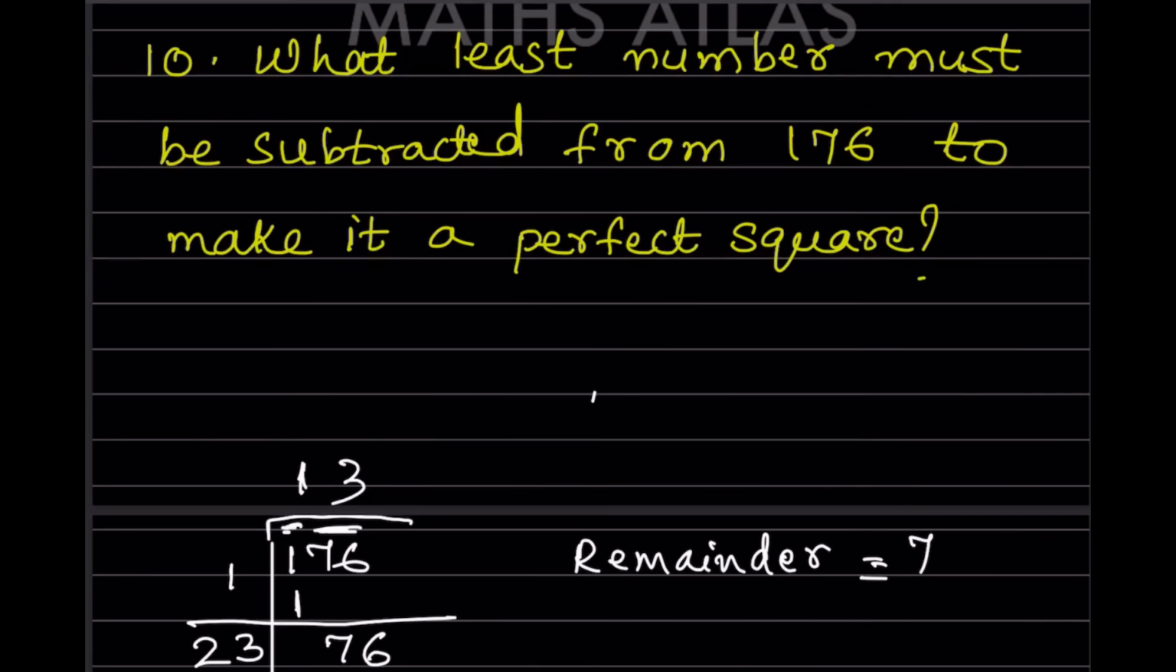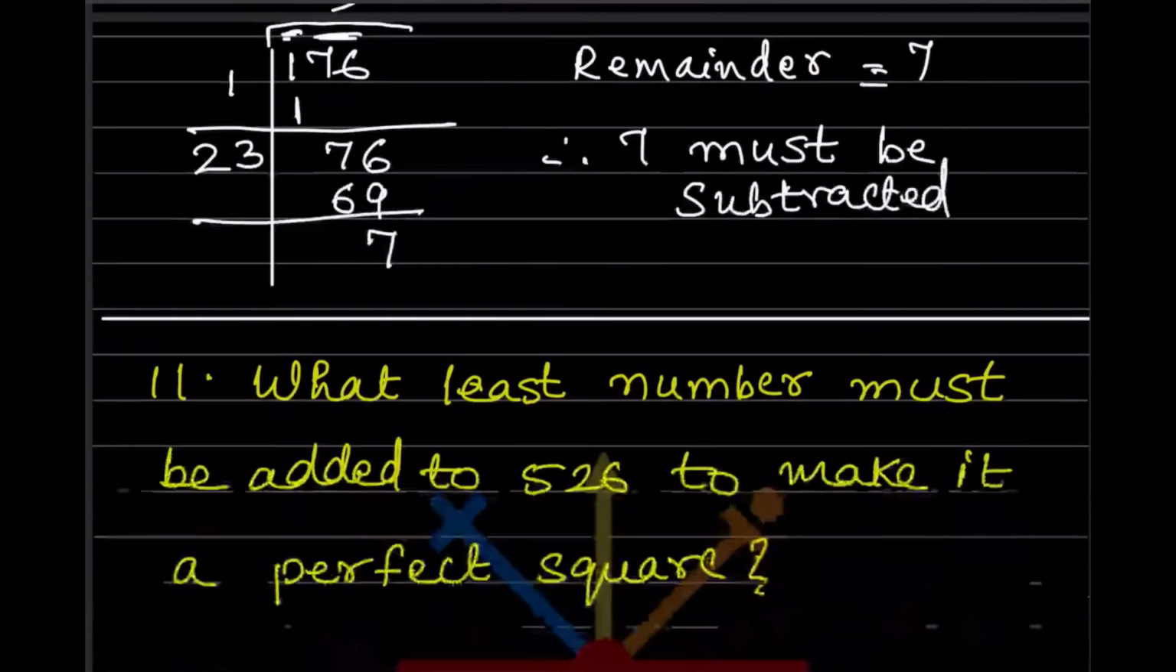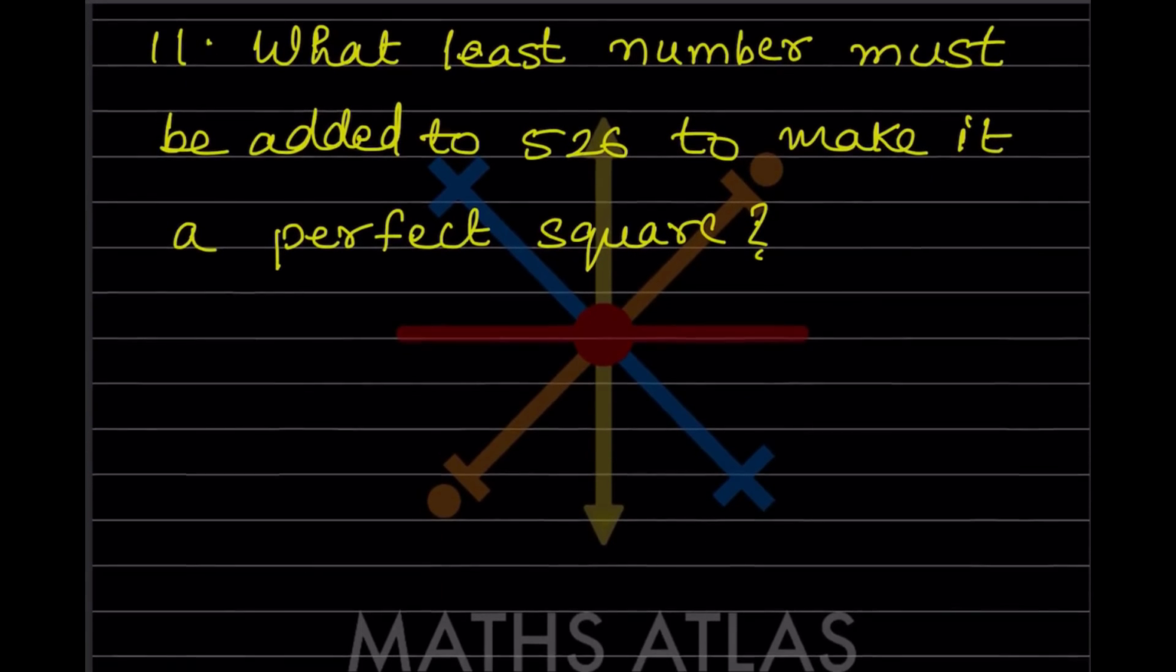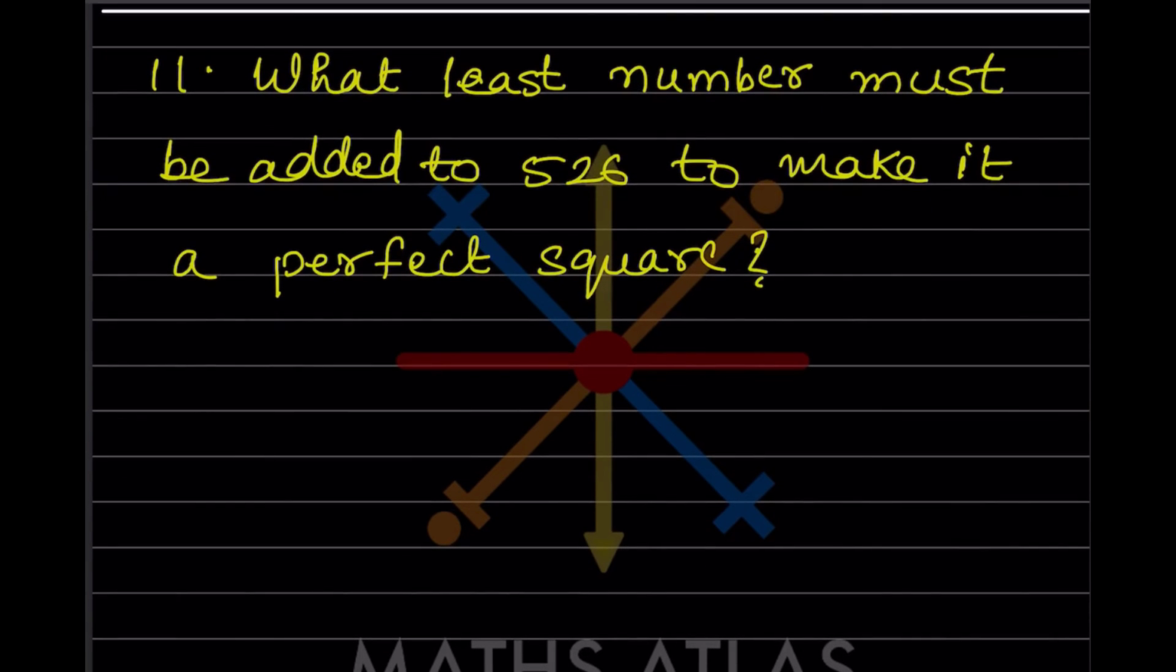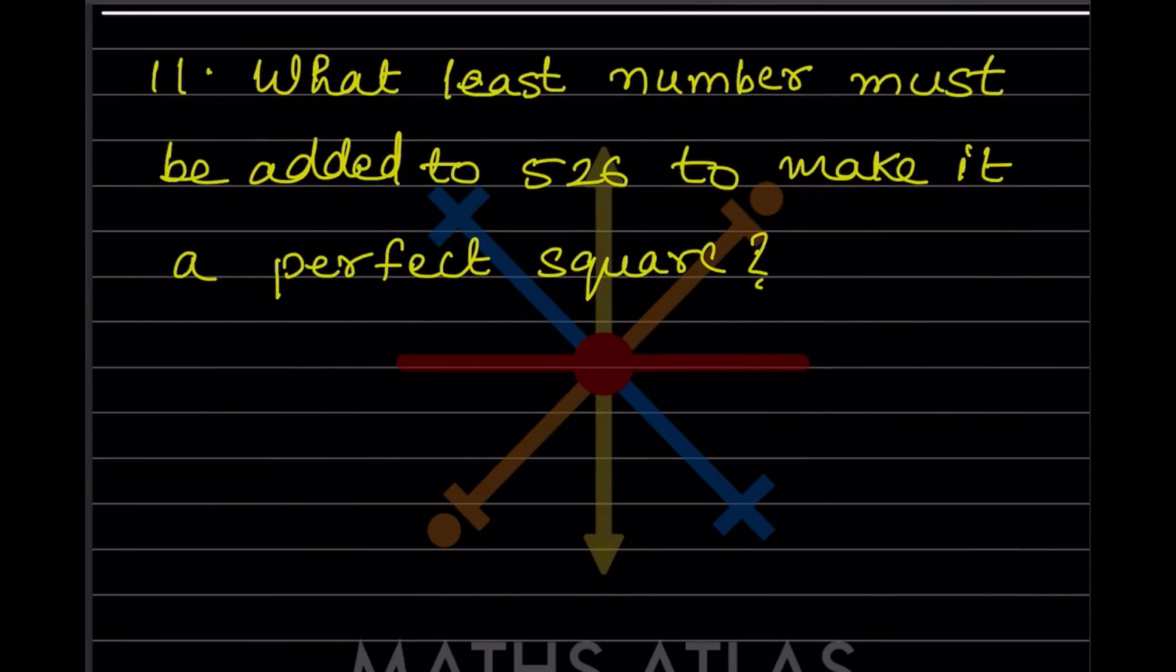So now what will you do? What did they say? What least number will be subtracted from 176? So we can say therefore 7 must be subtracted. So the next one, they said what least number must be added to 526 to make it a perfect square.